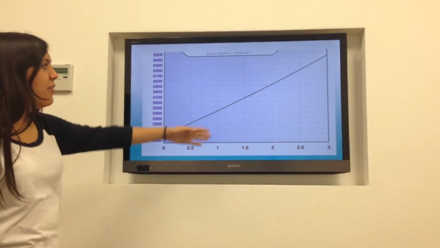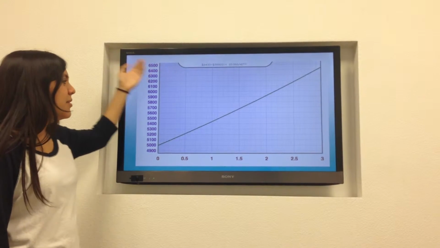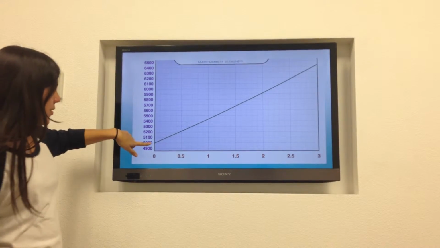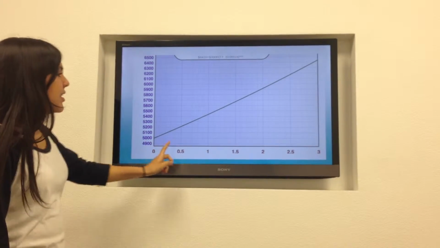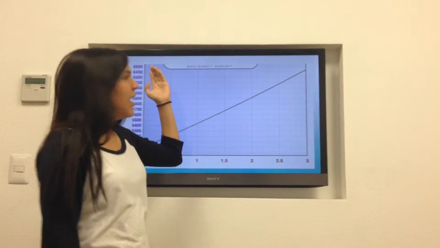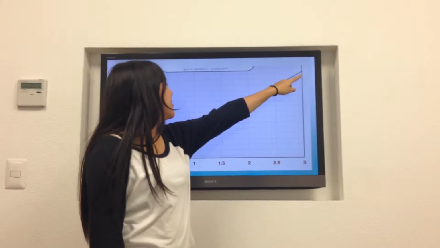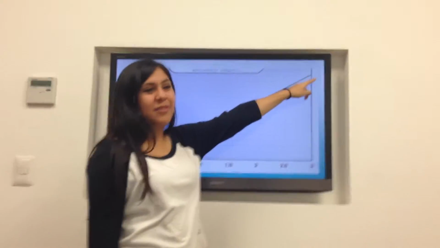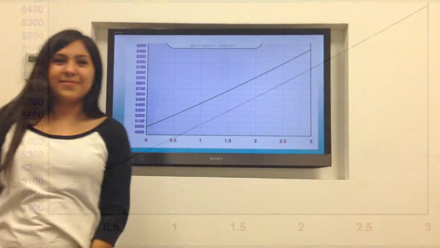And this is the graph of this problem. The initial amount is 5,000, and then we can see that after 3 years our amount has accumulated to $6,435.